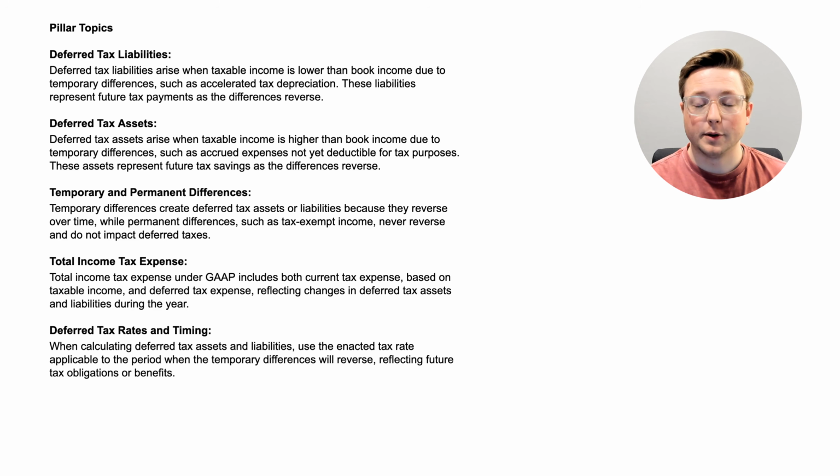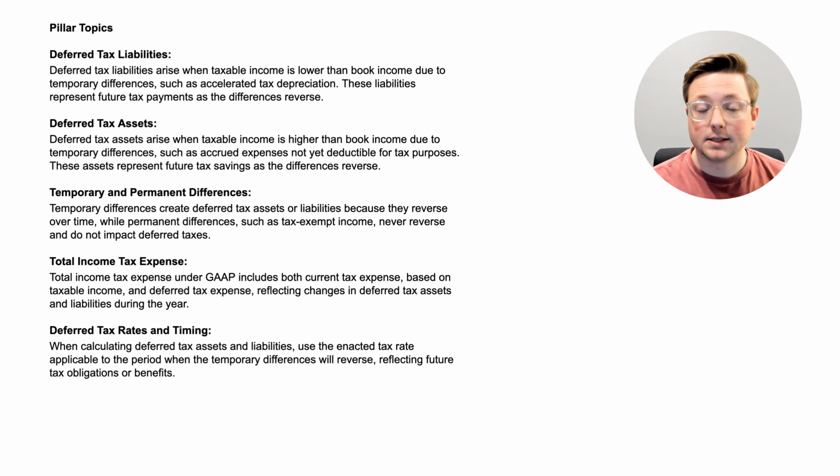All right, here we are at the pillar topics. Let's go ahead and just read through it. Deferred tax liabilities. That's the first thing we're going to talk about. Deferred tax liabilities arise when taxable income is lower than book income due to temporary differences, such as accelerated tax depreciation. That's like the most common one that I see. These liabilities represent future tax payments as the differences reverse. Again, deferred tax liability, you have less taxes now, but you're going to have to pay those taxes later. So that's a liability that you have to pay in the future. So it's a deferred tax liability.